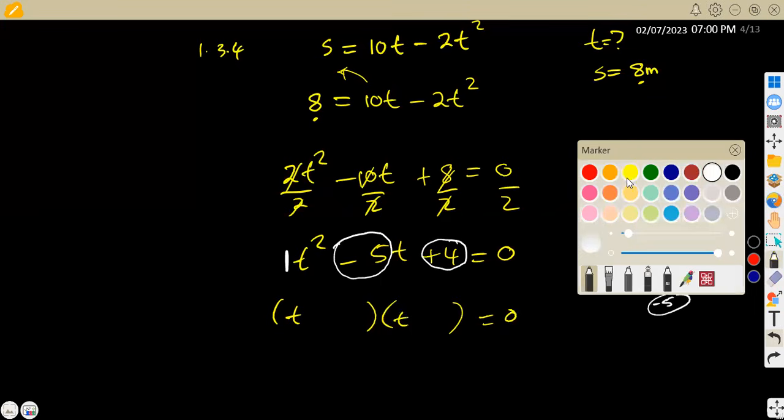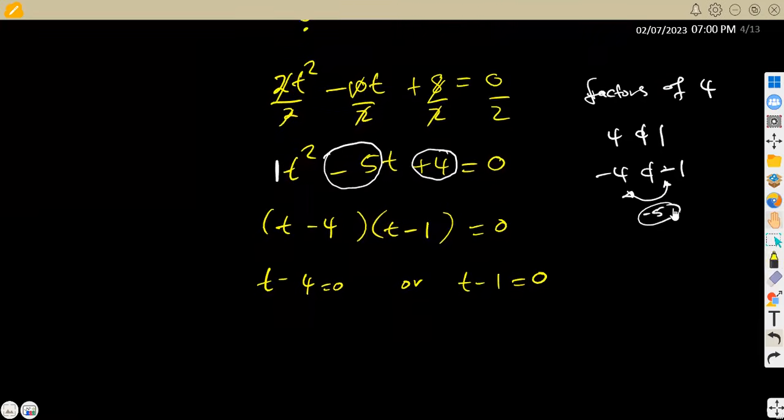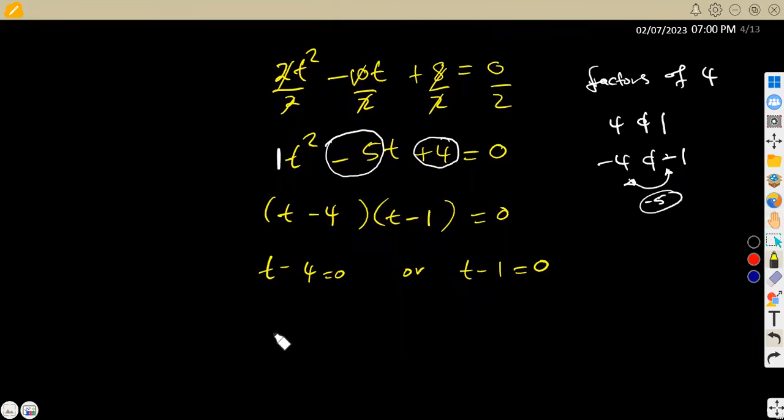So that means we are going to have t minus 4 equal to 0, or t minus 1 equal to 0. Equating each bracket to 0, t minus 4 must be equal to 0, or t minus 1 must be equal to 0. If we transpose -4 to the right-hand side, it's going to be positive, and if we transpose -1 to the right-hand side, it's going to be +1. So we've got t being 4 seconds or 1 second.